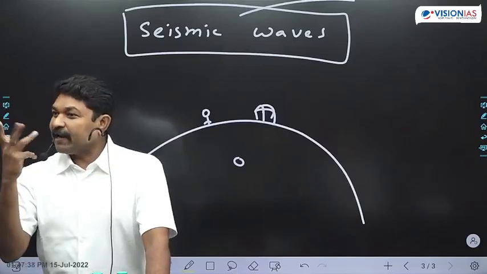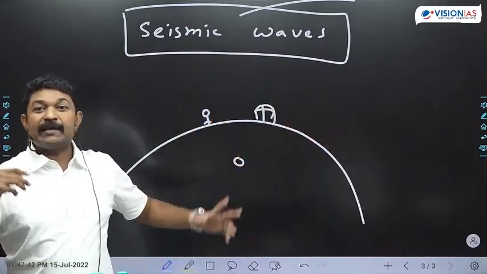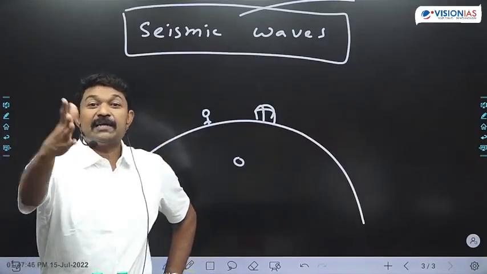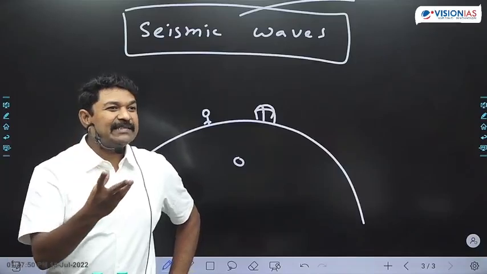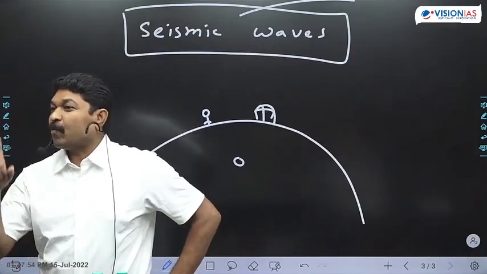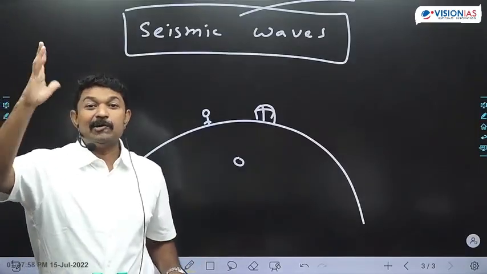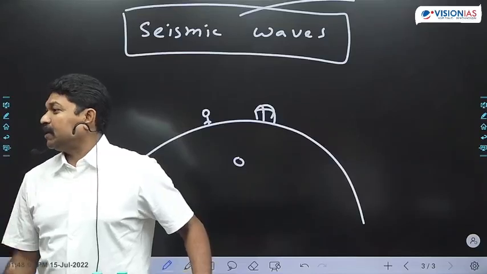Not only is it rotating very fast on its own axis, it is even revolving around the sun with a greater velocity. Per second, it is moving around the sun for 30 kilometers. For us, a second is a negligible time. We waste so many seconds. But one second means what? The earth will be moving almost 30 kilometers. That is how fast the earth is revolving around the sun.